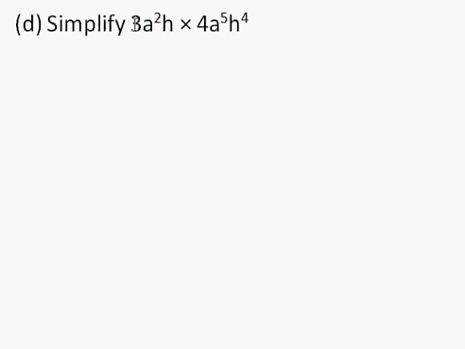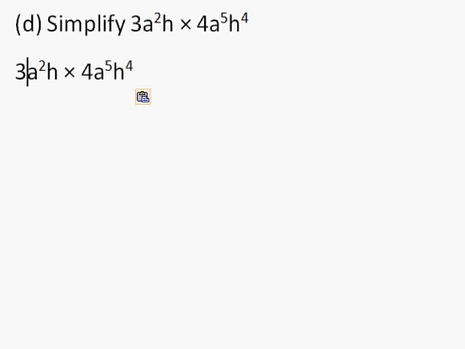You collect like terms. Because 3 times 4 is the same as 4 times 3, in the same way a times h is the same as h times a. So because these are all multiplying, we can rearrange this any way we like. So I'm going to rearrange this in a certain way to make it much clearer for you to see. I'm multiplying all of this by all of this. So I'm going to do 3 times 4.